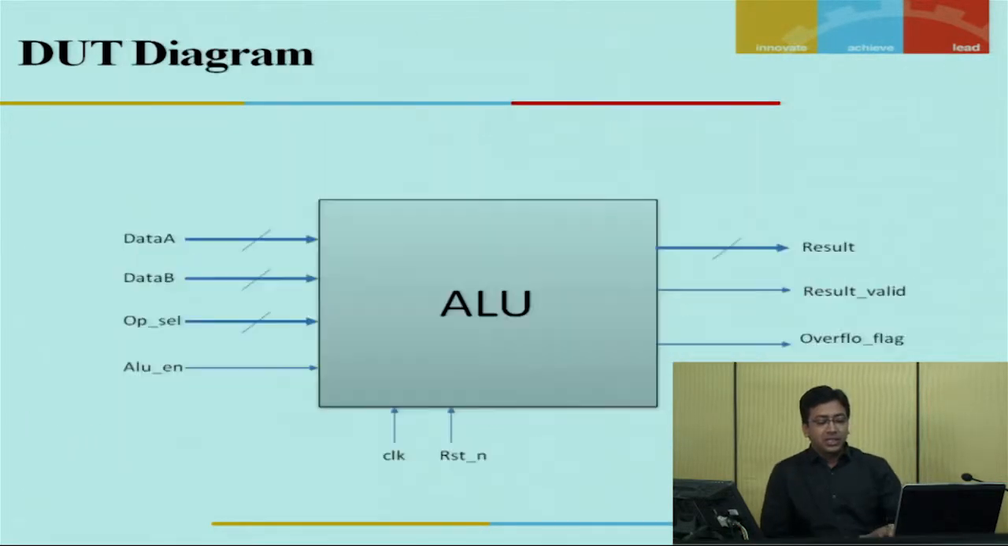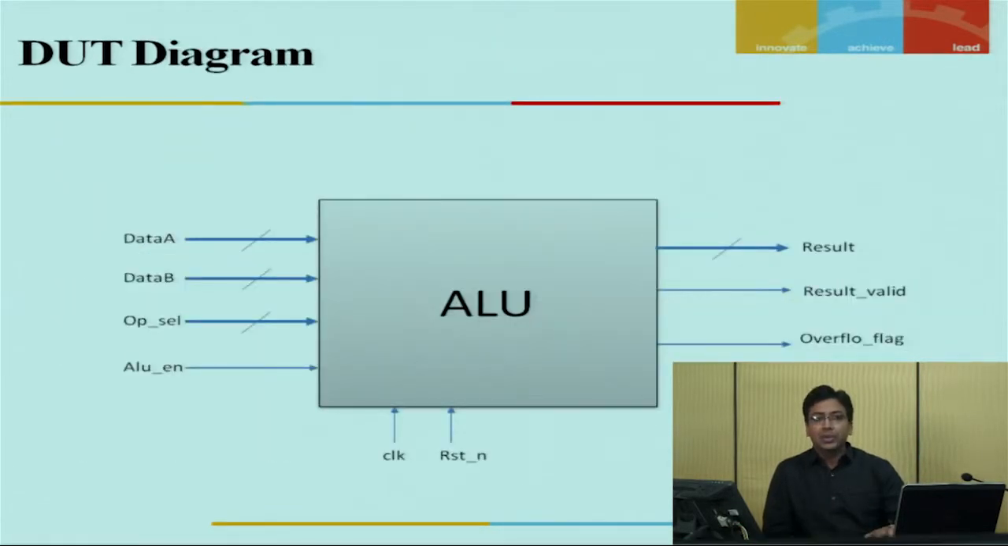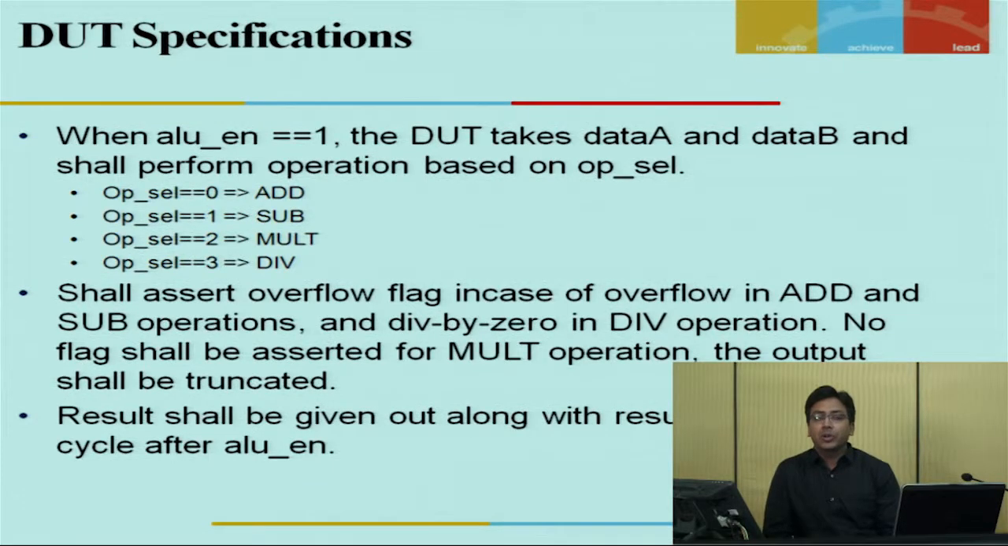So as we discussed earlier, the ALU enable acts as the prerequisite for the DUT. So only when ALU enable is high, the DUT takes data A and data B, the 2 input operands, and performs the operation based on the operation select value. The different possible values of operation select would be addition, subtraction, multiplication, and division. That is, when the operation select is 0, the DUT shall perform an addition operation on the 2 inputs, that is data A shall be added to data B.